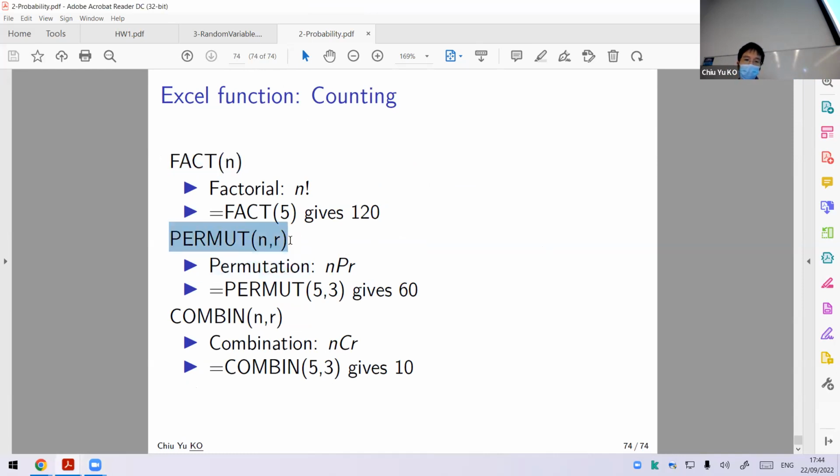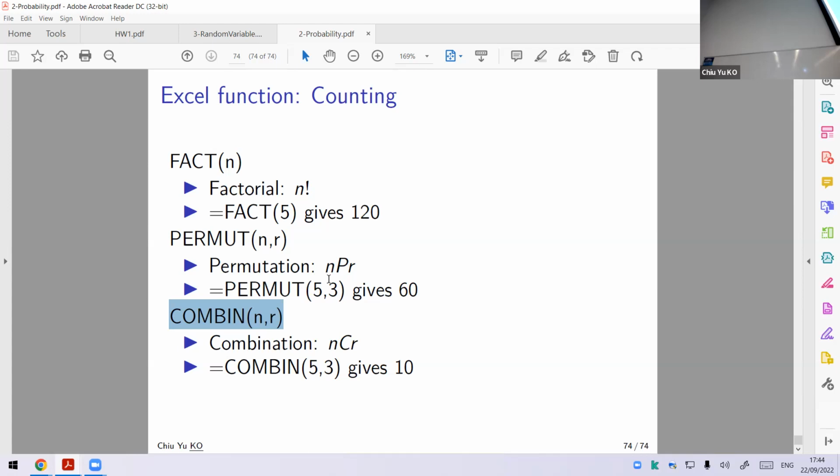Permute, nR is just nPR. Combine is combination, nCR. Okay, so I'm not going to go to Excel and do it. You can just try it for yourself. It's not particularly important. Unlikely we're using it, but just showing you that it can be done in Excel, in case you don't have a calculator in your hand.